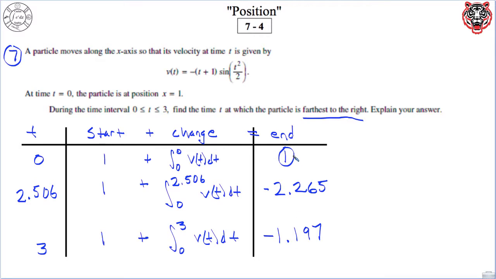And remember that it's not asking for what the position is farthest to the right, it's asking to find the time. So the time is actually 0. That's the real answer. And let me write that in red. So at time equals 0, farthest to the right. And explain your answer. I have this table. I think that is enough of an explanation.